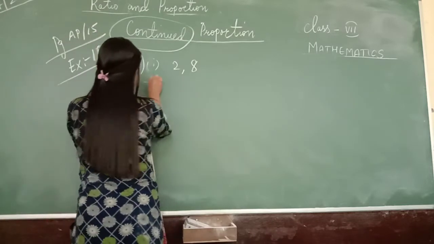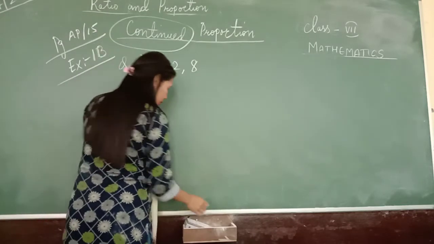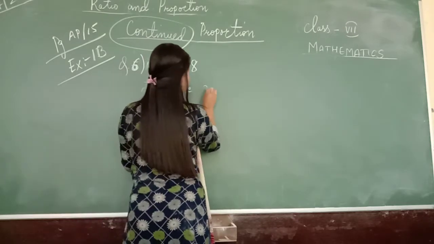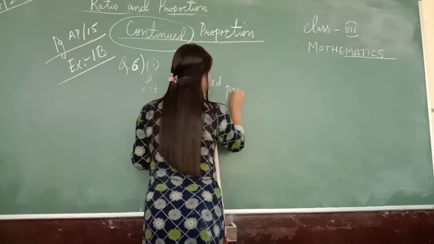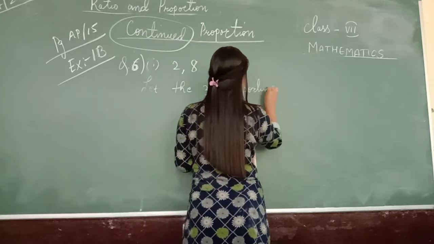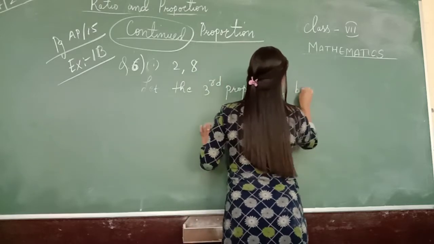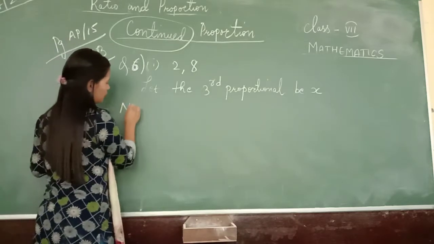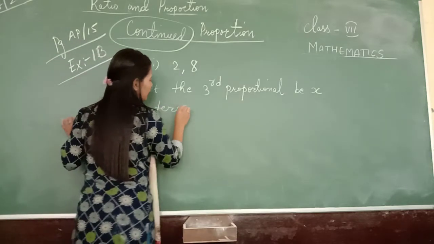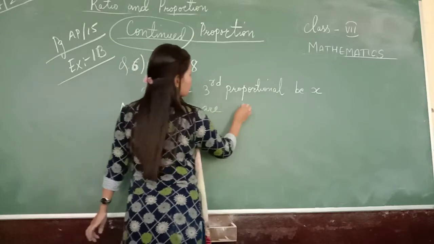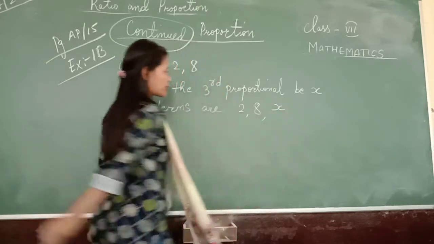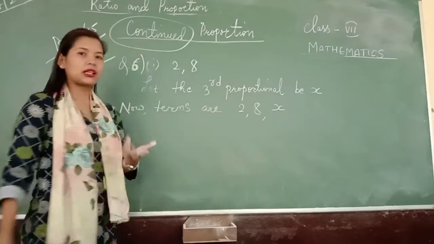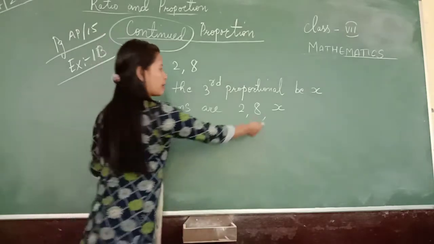So let us assume, let the third proportional be x. Okay, we assume it to be x. Okay, now terms are 2, 8 and x, right? Because we assumed our third proportional to be x. Okay, the term c is termed as third proportional. Okay, so I write it here.